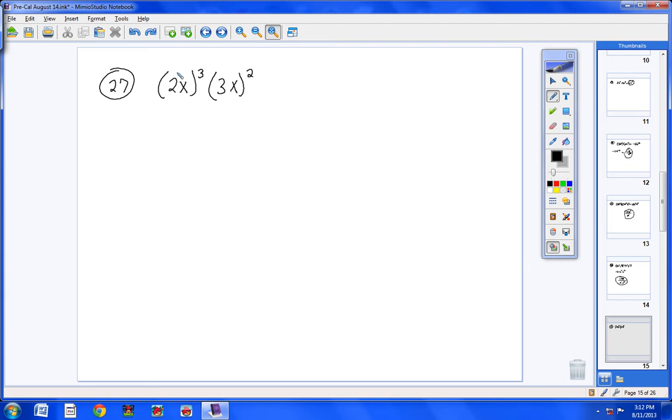First of all, notice the 2 has an exponent of 1, even though you can't see it, and so does the x. Anytime you have a group raised to a power, you take that power and you, hold on one second, again the mimeopad is messing up. You take this exponent and you multiply it through the parentheses, like this.